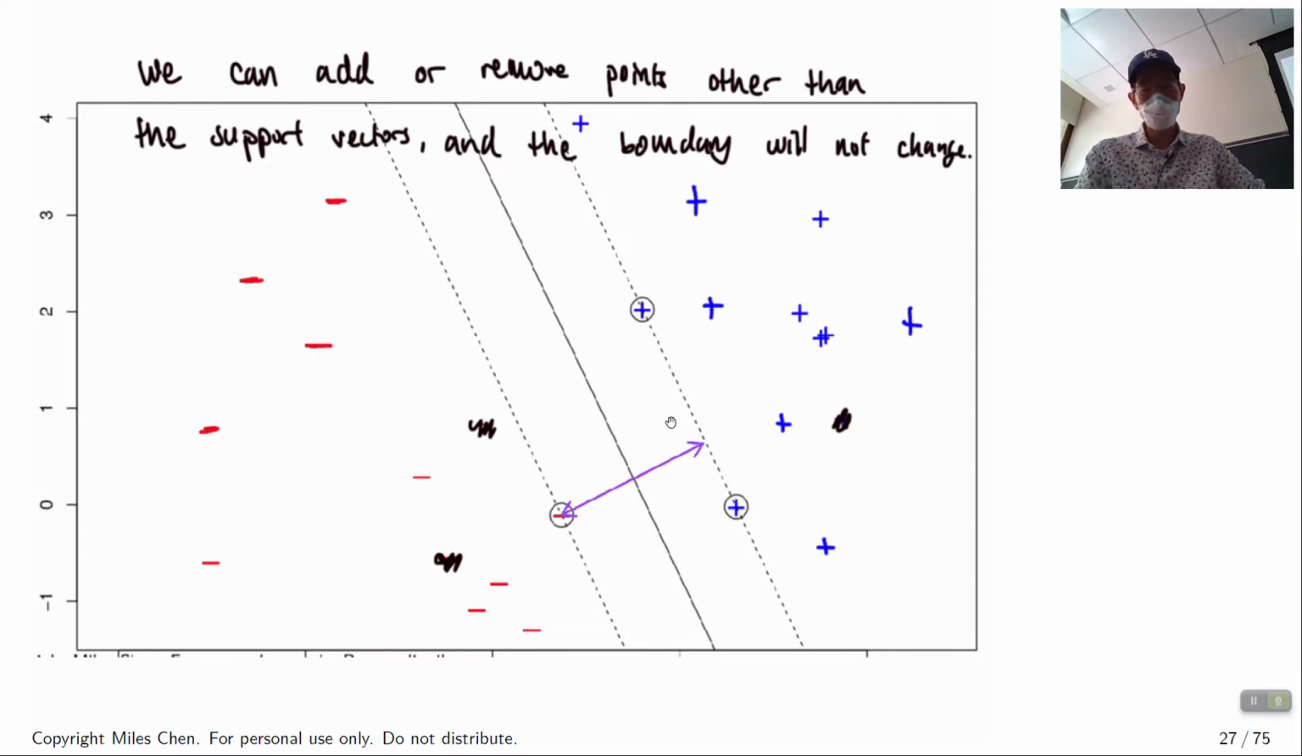It's only when you mess with these things does this affect the boundary, okay?